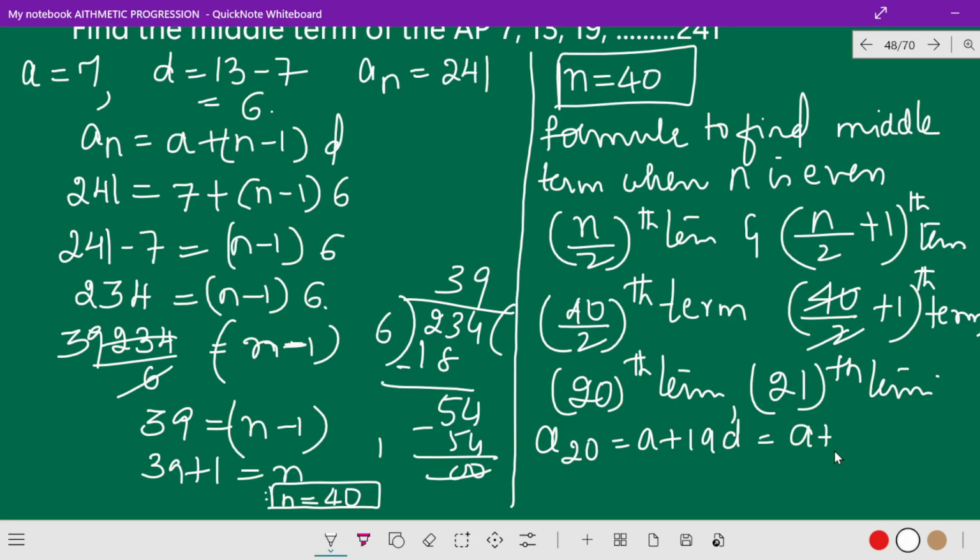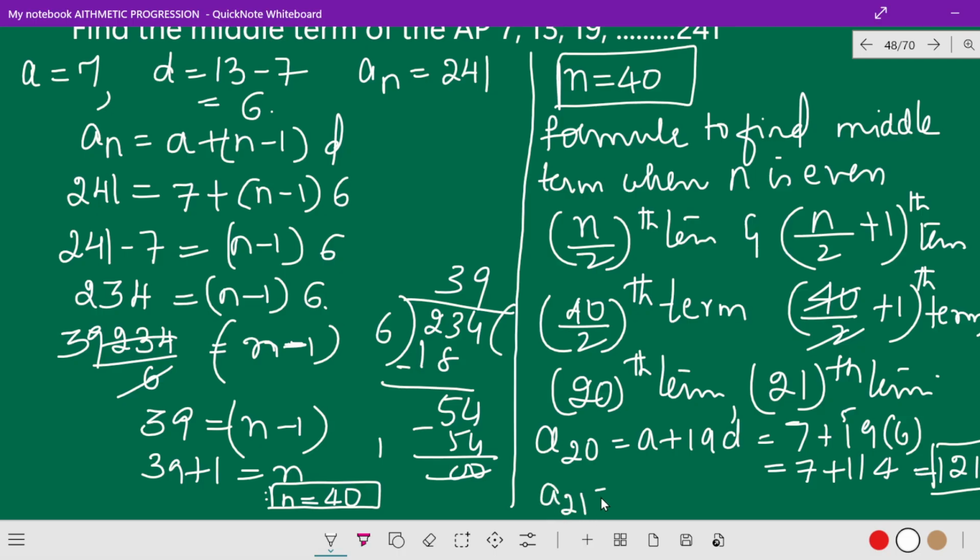A plus 19D means 19 into D value, which is 6. A value is 7. So we get 7 plus 19 times 6, 6 nines are 54, 114. So the answer is 121. Okay, so the 20th term is 121.